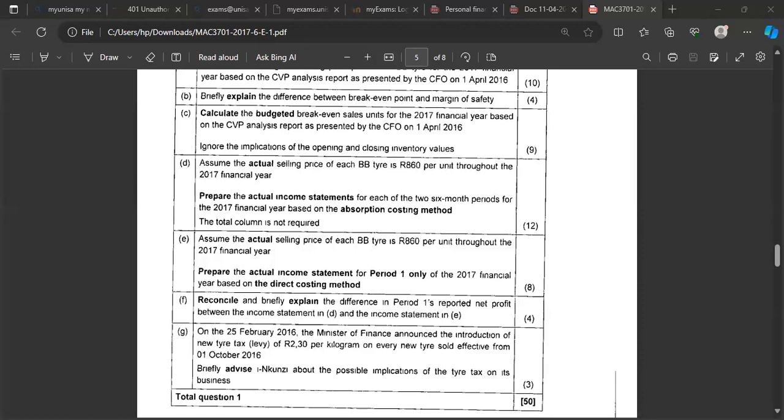So we have period 1 and period 2. I think we can simply maintain the same headings there. So we're just going to finish with that part and then let go of the rest. All right. But this is going to need, again, opening inventory. Let's actually do the calculation so that we are not confused along the way.